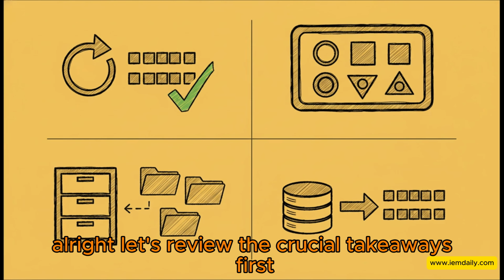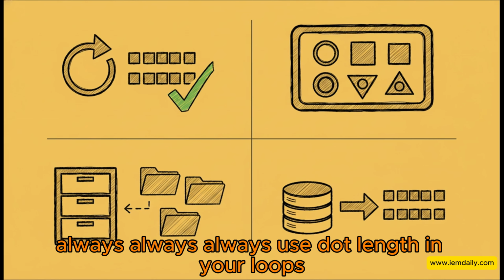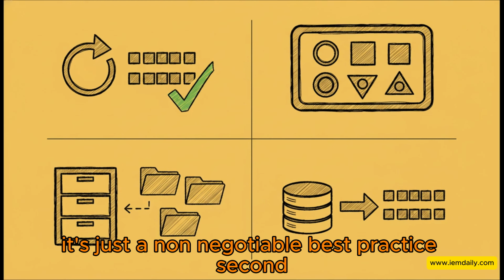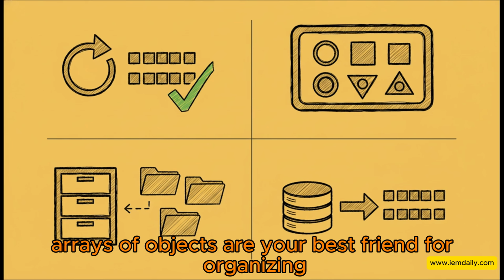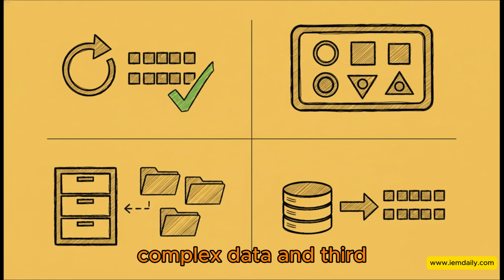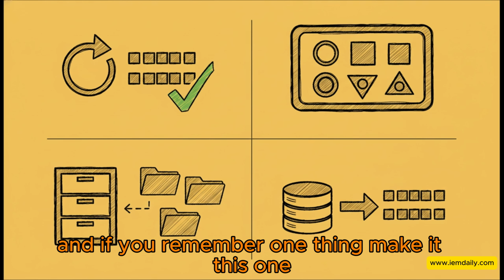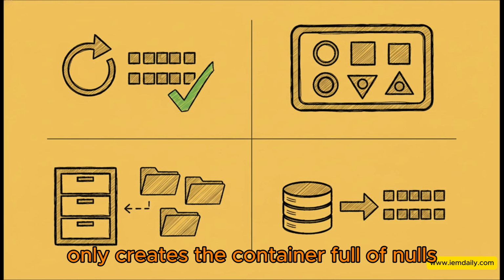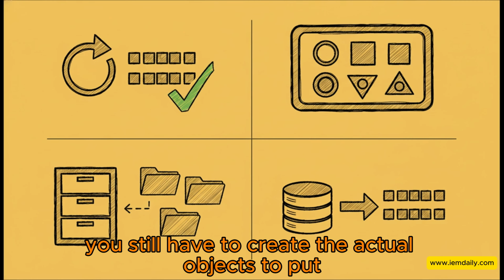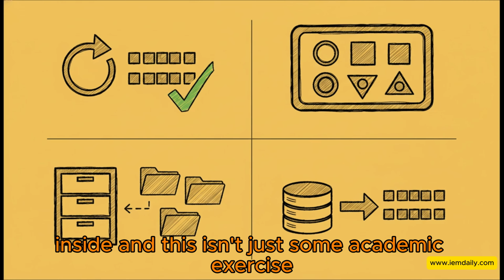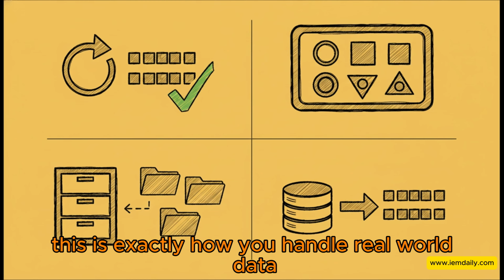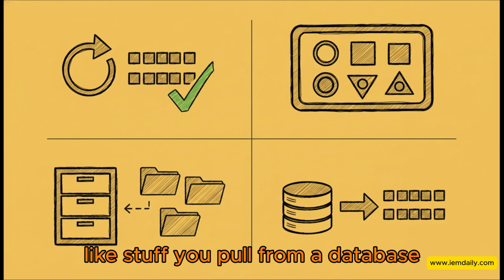All right, let's review the crucial takeaways. First, always use .length in your loops. It's just a non-negotiable best practice. Second, arrays of objects are your best friend for organizing complex data. And third, and if you remember one thing, make it this one. Creating the array only creates the container full of nulls. You still have to create the actual objects to put inside. And this isn't just some academic exercise. This is exactly how you handle real-world data, like stuff you pull from a database.